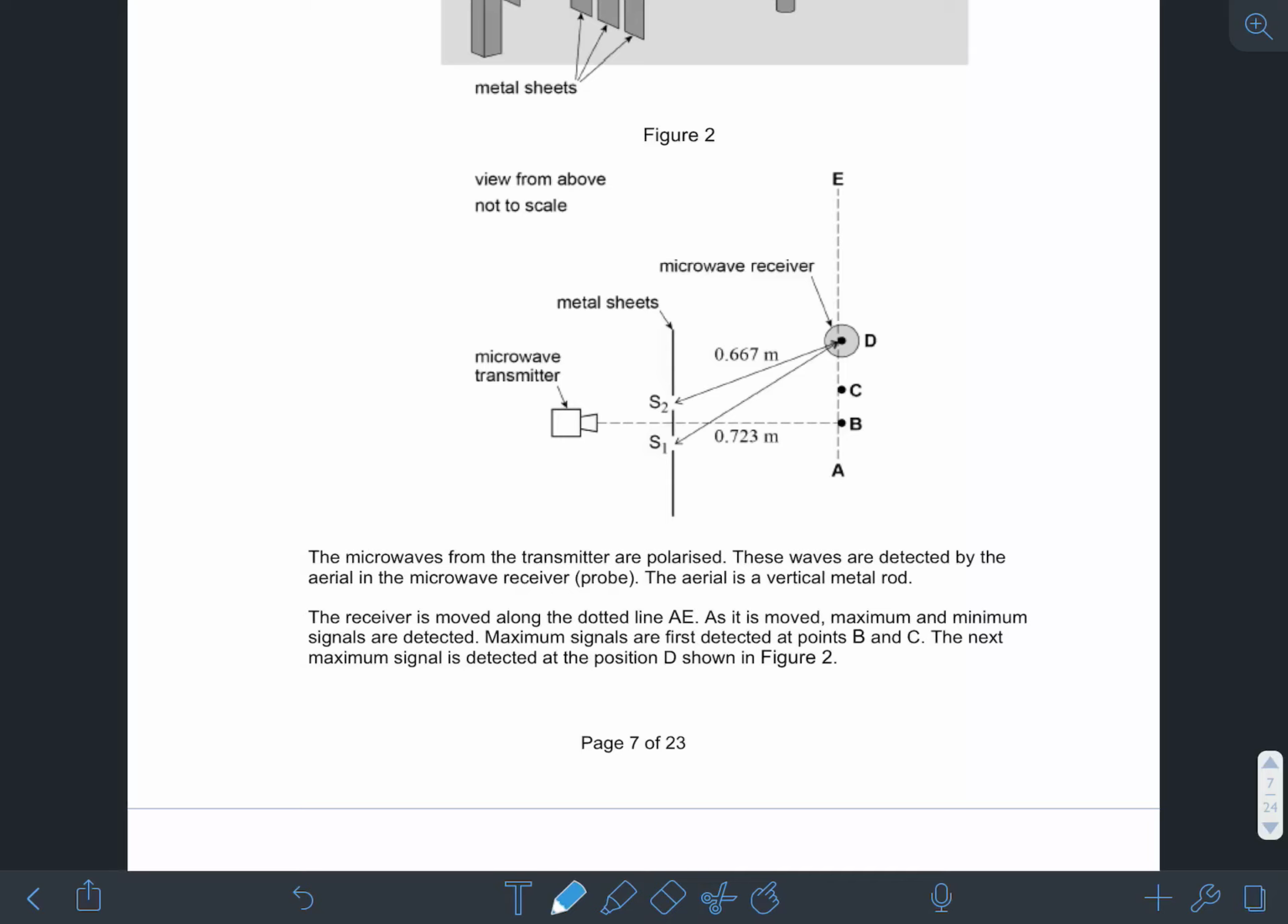Okay, now the thing that you've got to read very carefully here. The receiver is moved along the dotted line. As it moved, maximum and minimum signals are detected. Maximum signals are first detected at points B and C. The next maximum is detected at D. So if you think carefully what's happening, we've got a maximum here. We've got another maximum here and another maximum here.